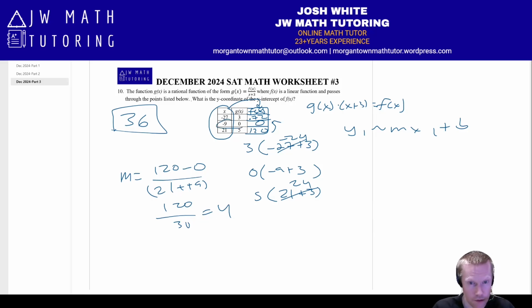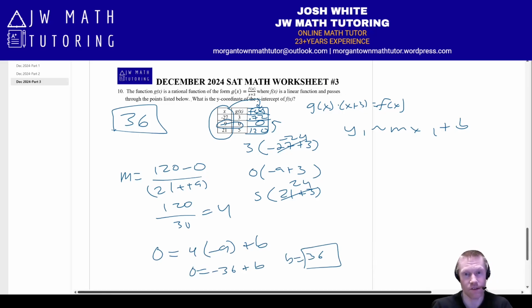So I'm going to take one of the points. I'm going to pick this point. And I'm going to say, okay, 0, or y, equals m, 4, times x, negative 9, plus b. 0 equals negative 36 plus b. B equals 36. So this is how you could work the problem out by hand, but if you're going to do it this way, you do need to notice or recognize that when you multiply both sides by x plus 3, that's how you solve it to get the y values for the function f of x that correspond to the given x values.